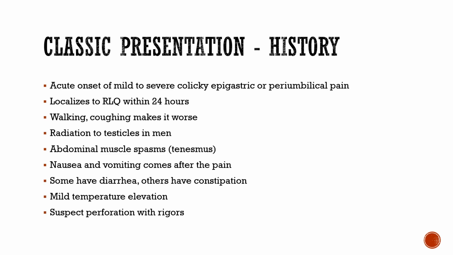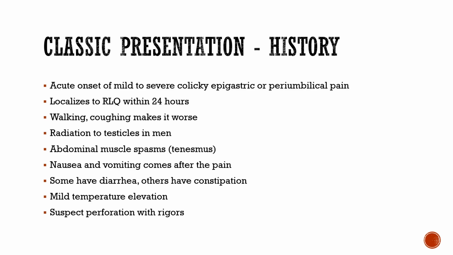A note about the history. History is always subjective. It is what you ask and what the patient answers, or anything the patient tells you. The acute onset of mild to severe colicky, epigastric, or periumbilical pain is pretty classic. The pain, however, begins to localize to the right lower quadrant within 24 hours. Anything that jars the abdomen, walking, coughing, makes it worse. Often these patients are going to sit very still. That's because of peritoneal irritation.